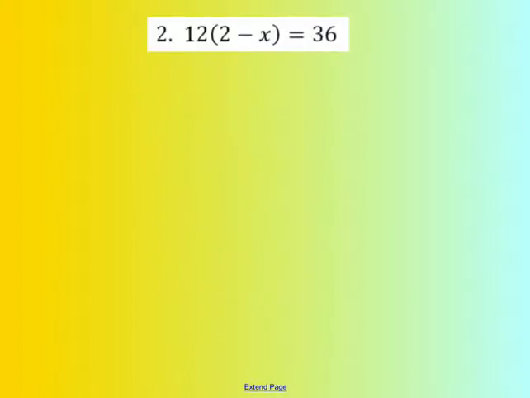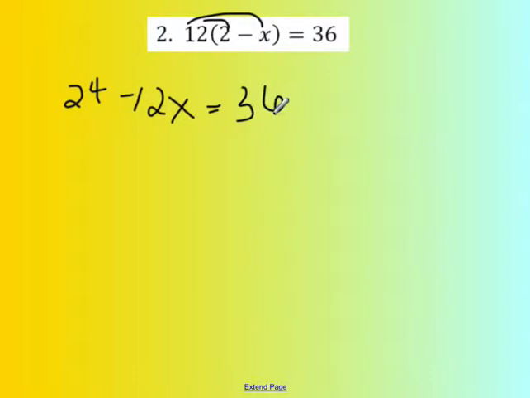Let's take a look at number 2. We want to simplify both sides of the equal sign. To start off, we're going to distribute in that 12. So we do 12 times 2, which is 24, and 12 times negative x, which is negative 12x, and that's going to be equal to 36. So I multiplied each thing in the parentheses by 12.